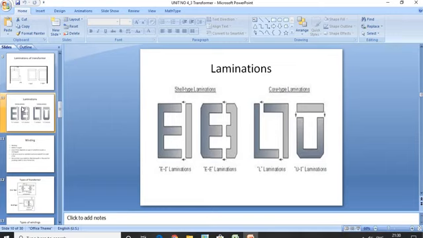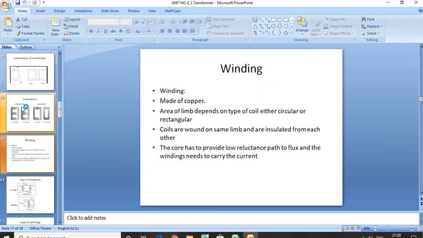These are some laminations which are used for shell type and core type of transformers. Now the second part of the transformer is winding. Winding is made up of copper. So the area of the limb depends on the type of the coil, either circular or rectangular, because the windings are on the vertical limbs. Coils are wound on the same limb and are insulated from each other. The core has to provide a low reluctance path to the flux and the windings need to carry the current.